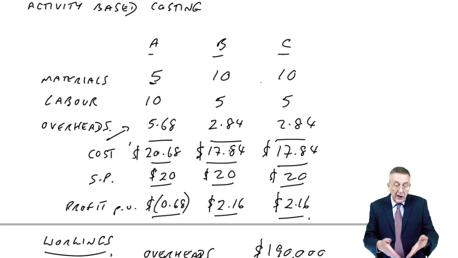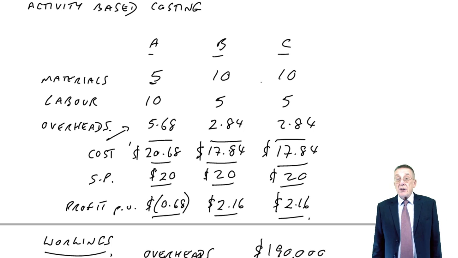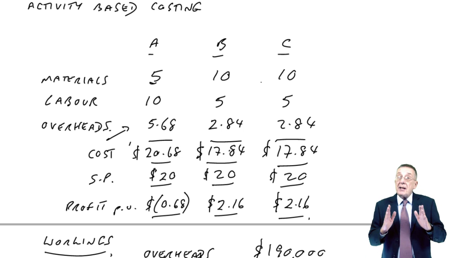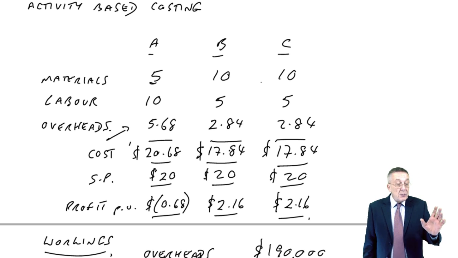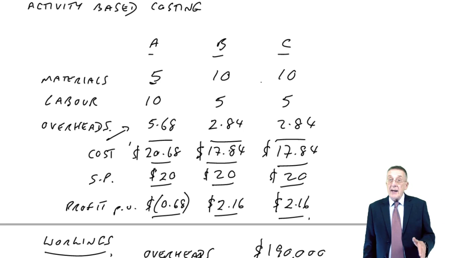So think about what I've just said. Check you are happy with part A, traditional absorption costing. We'll have a quick break, but in the next lecture, I'll do the same example all over again, but we'll use activity-based costing.